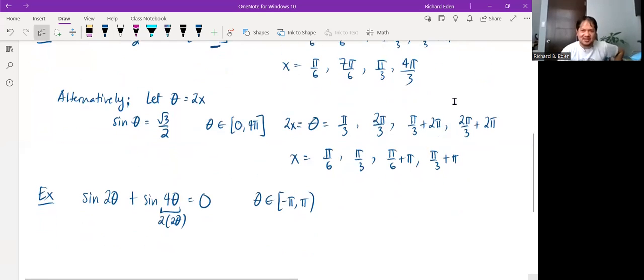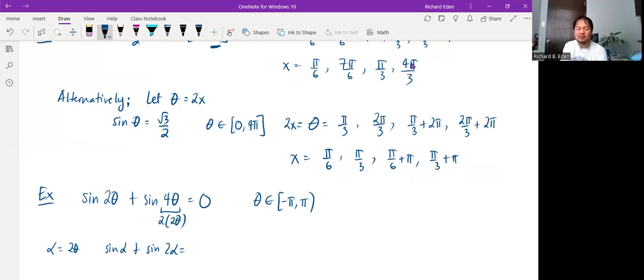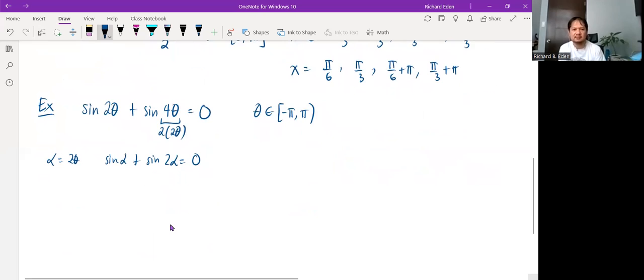Sorry, I blurted it out. Di ba, meron pa tayong ipang trigonometric equation. Let 2 theta be alpha. Okay. So we have sine alpha plus sine 2 alpha equals 0 because what can we replace here? So, kung ganun na po, yung bagong solution set is twice. So, from negative 2 pi to 2 pi.